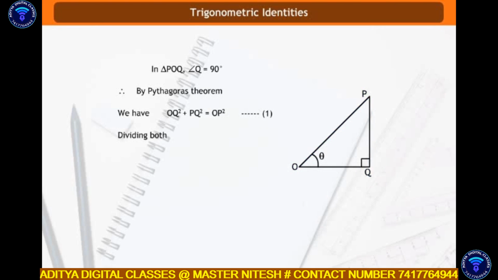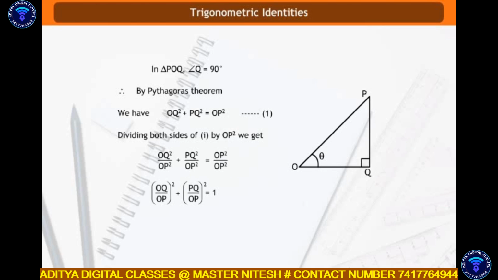Now dividing both sides of equation 1 by OP², we get OQ²/OP² + PQ²/OP² = OP²/OP², or (OQ/OP)² + (PQ/OP)² = 1, or it is equal to sin²θ + cos²θ = 1. Let it be equation 2.